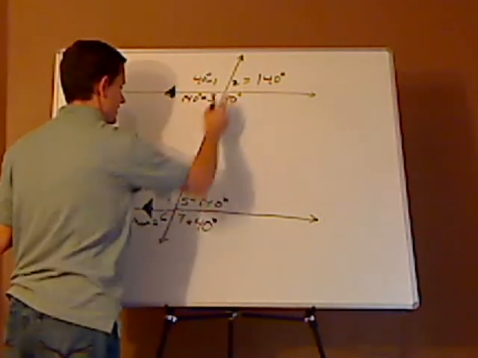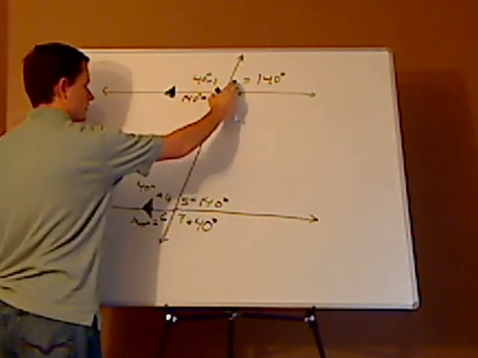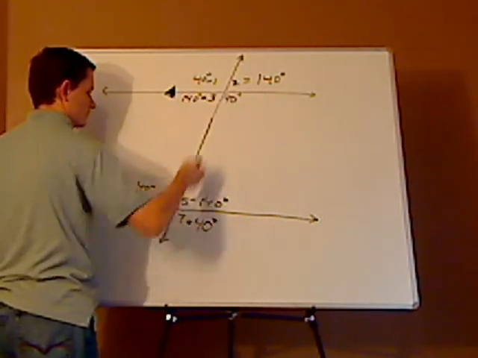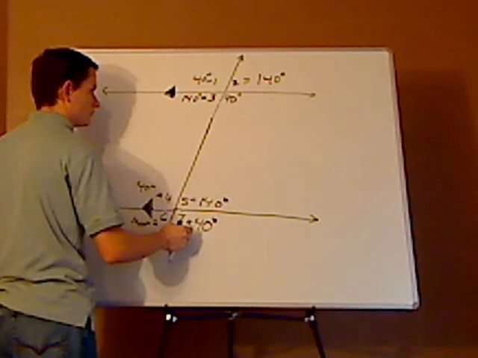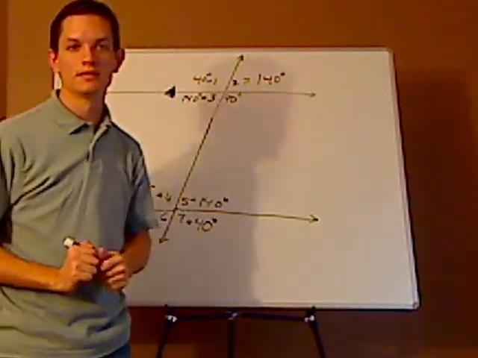In same side exterior angles, right? They're exterior because they're on the outside. Same side because they're on the same side of the transversal, they are going to be supplementary. And that's it.